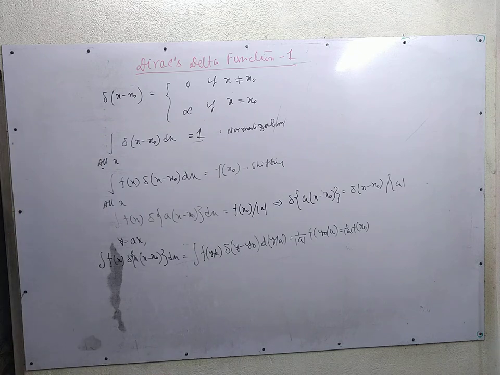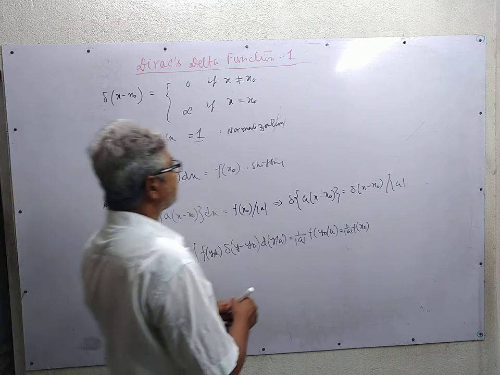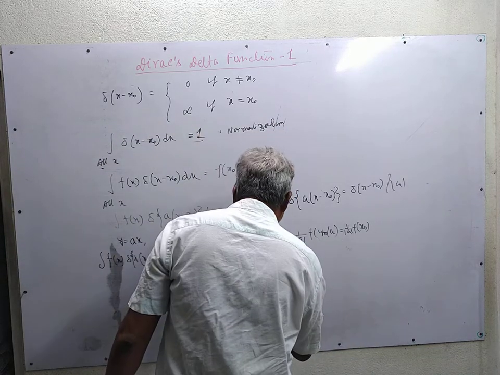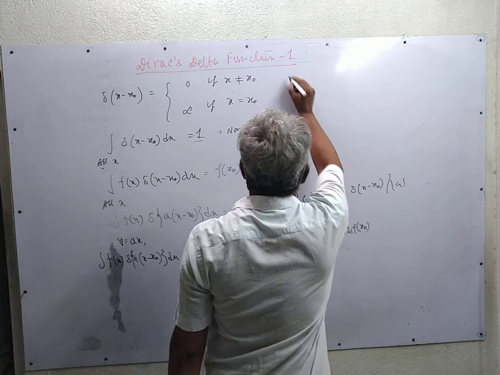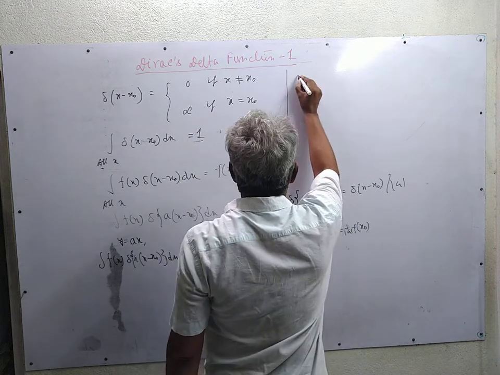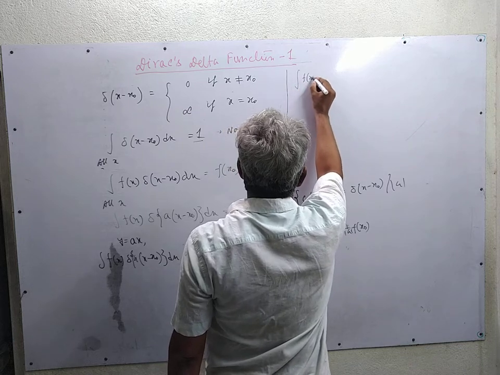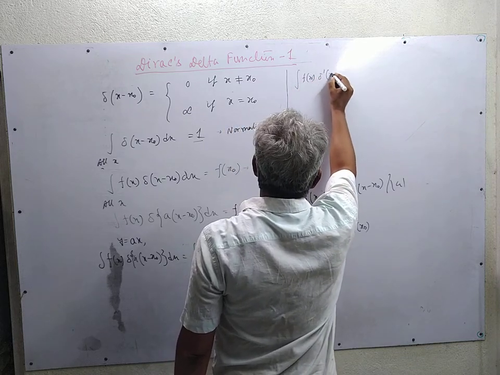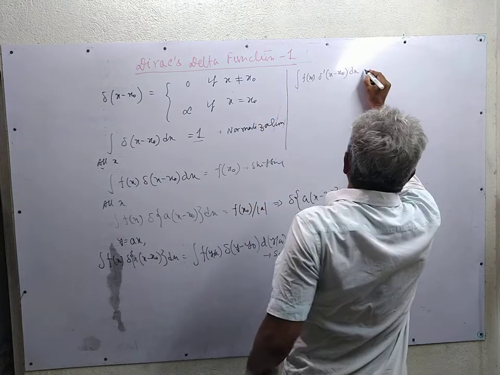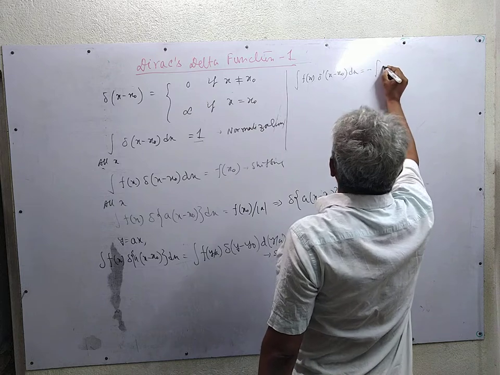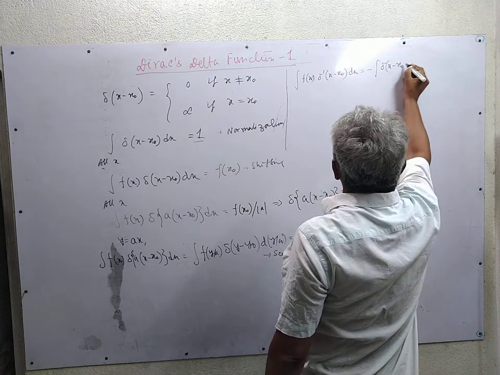This is known as the scaling property. Another property is the delta function involving its derivative. We have the integral of f(x) δ'(x − x0) dx, and this is equal to minus f'(x0).